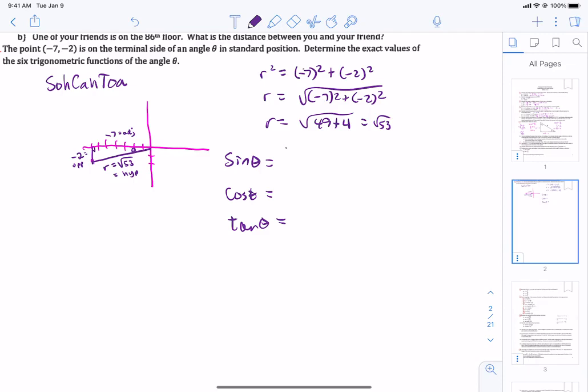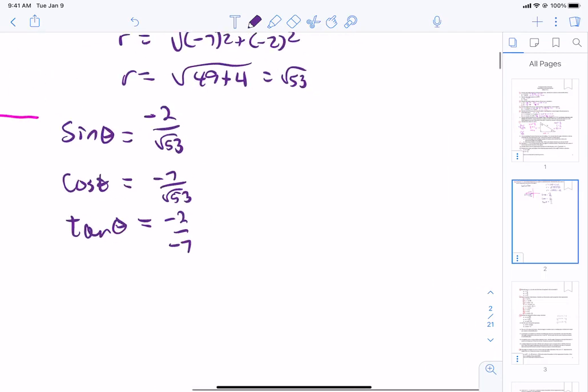Well, sine is -2 over square root of 53. We'll worry about rationalizing that. The cosine is -7 over square root of 53. The tangent is opposite over adjacent, -2 over -7. Now, let's pretty them up a little bit. This is -2 square root of 53 over 53. -7 square root of 53 over 53. And here, the only thing that happens, the two negatives can cancel.